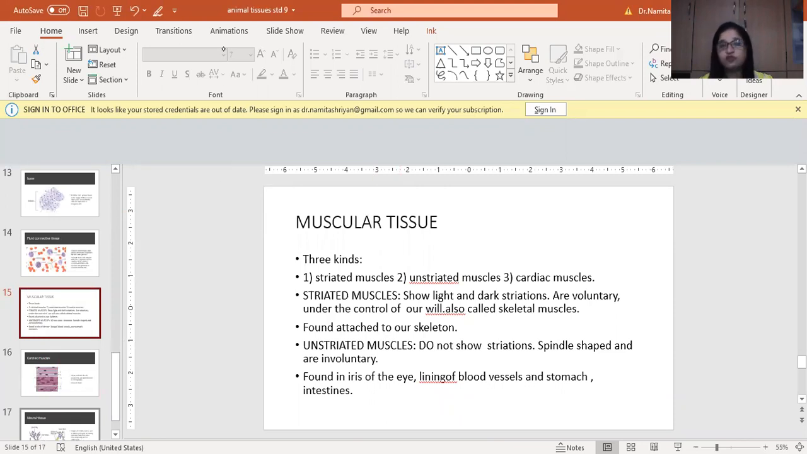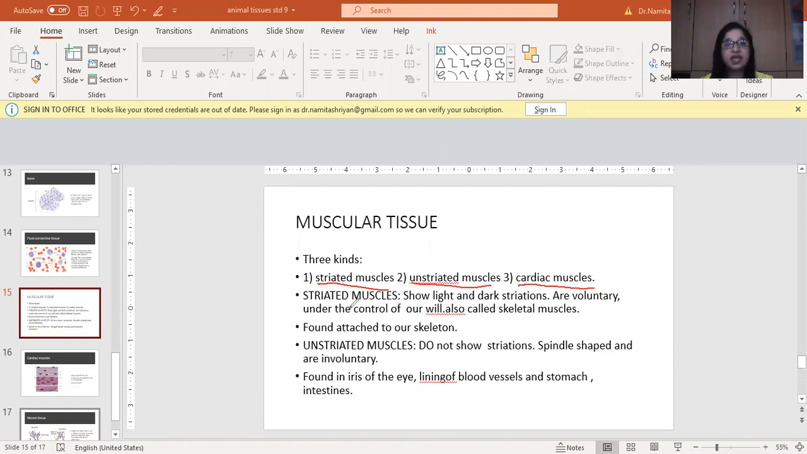Right. When I talk of muscular tissue, you have to remember we are talking about our muscles. Yes. There are three kinds of muscles or muscular fibers or muscular tissue in our body. Striated, which consists of striations or bands, unstriated muscles, and cardiac muscles. So we'll study each of these in detail.